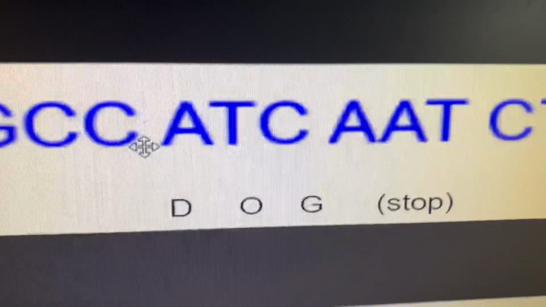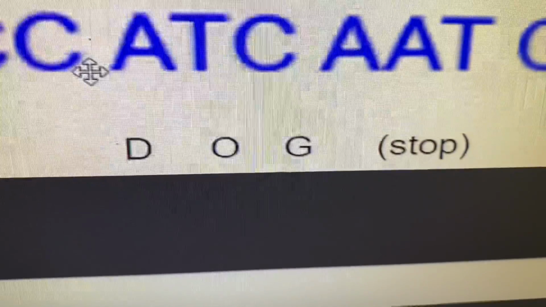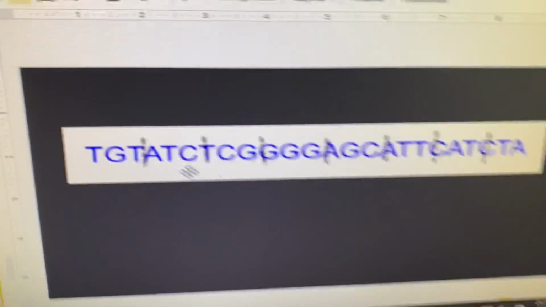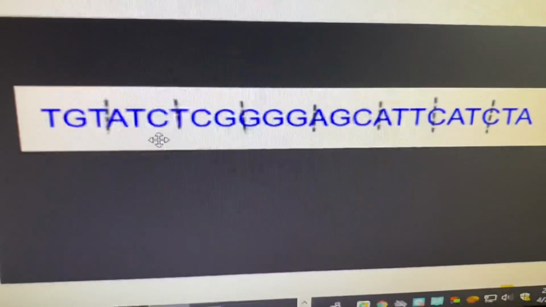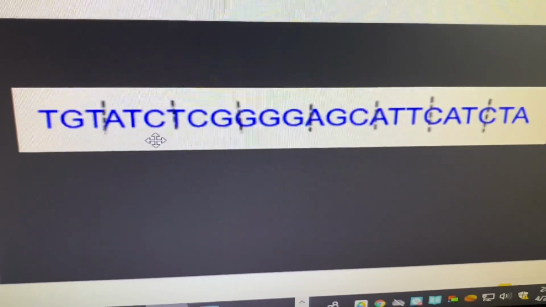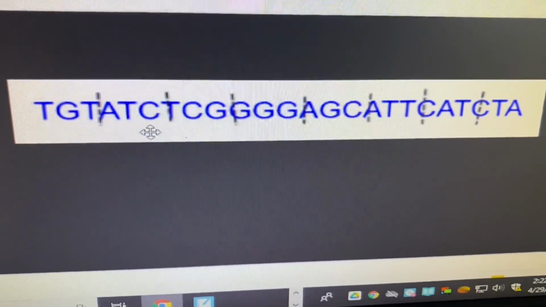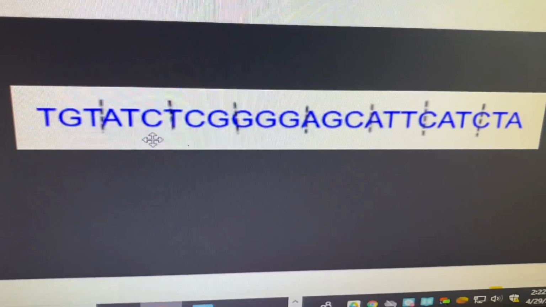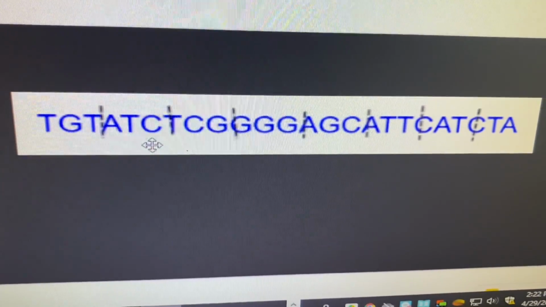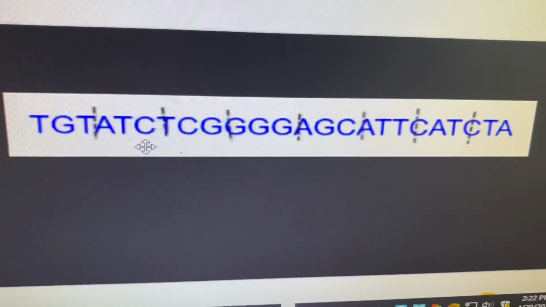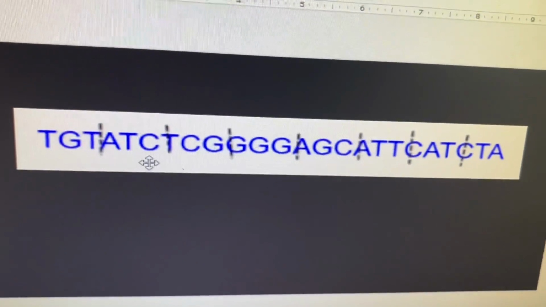Good. We made cat before, now we made dog. Woof, woof. All right, we'll try another. We're not going to do too many. This one's a little bit longer. TGT, ATC, TCGGG, AGC, ATTC, ATCTA. Can you decode that now?